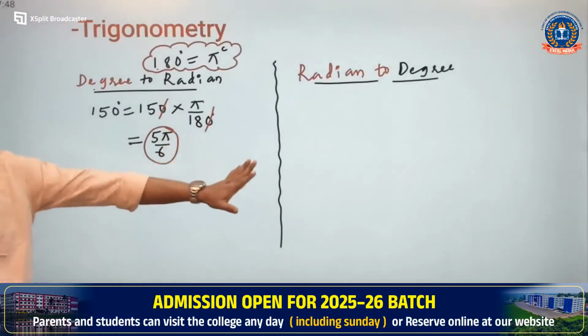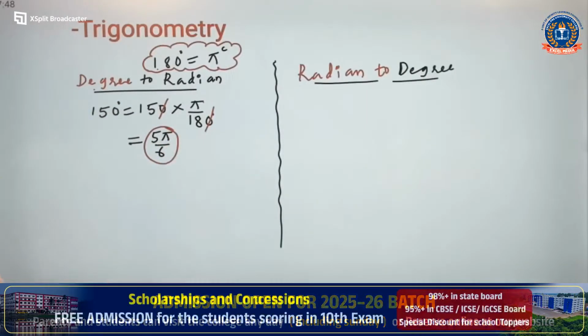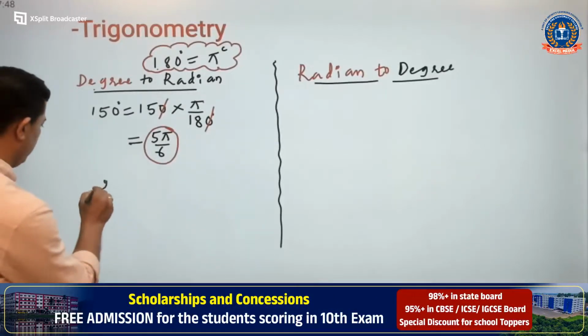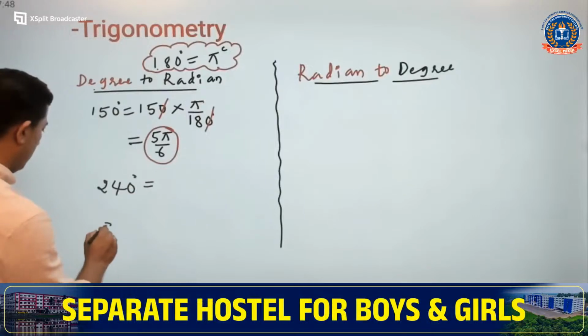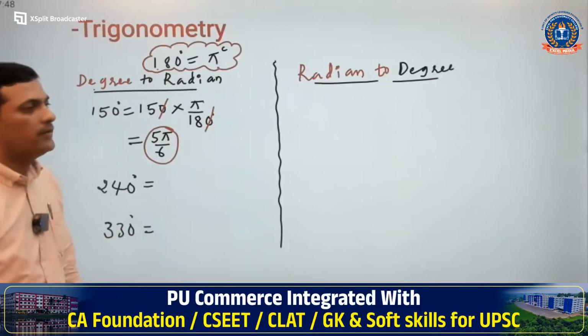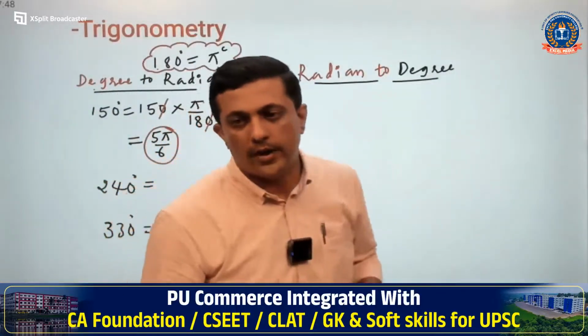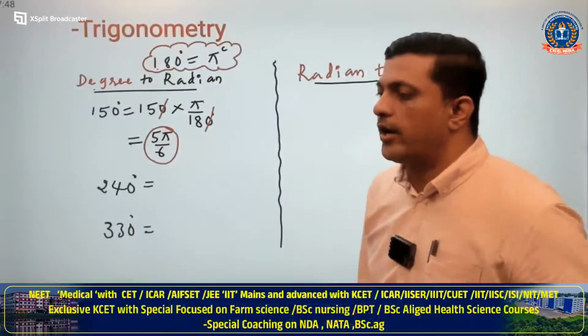Try to understand this. ಬೇಗ ಬರೀರಿ. ನೀವೊಂದು ಎಕ್ಸಾಂಪಲ್ ಮಾಡಿ. 240 ಡಿಗ್ರಿ ಮಾಡಿ and 330 ಮಾಡಿ. ಬೇಗ. Tell me the answers. Do it fast. 240 and 330. ನೋಡುವ ಯಾರು ಫಾಸ್ಟ್ ಆಗಿ ಮಾಡ್ತೀವಿ ಅಂತ.